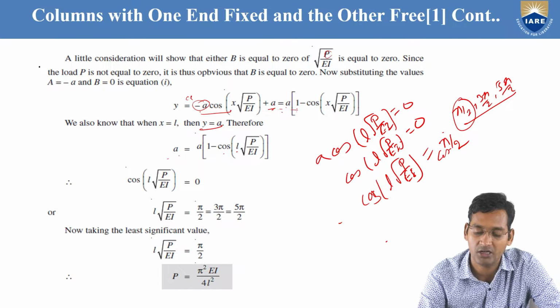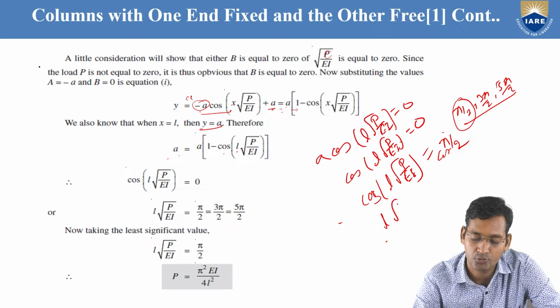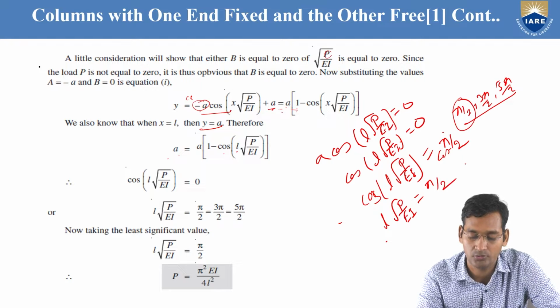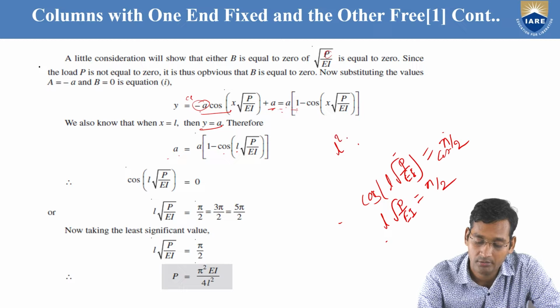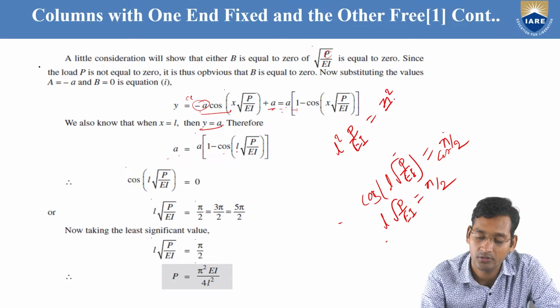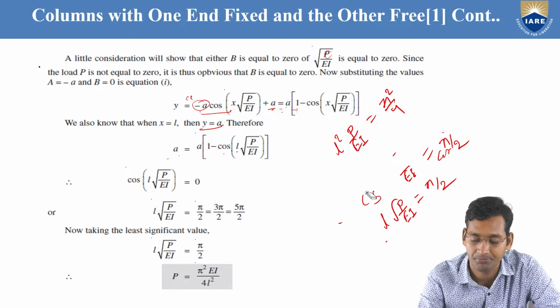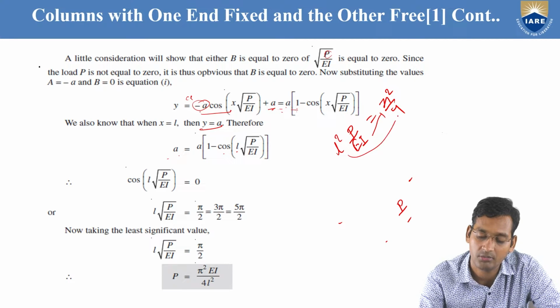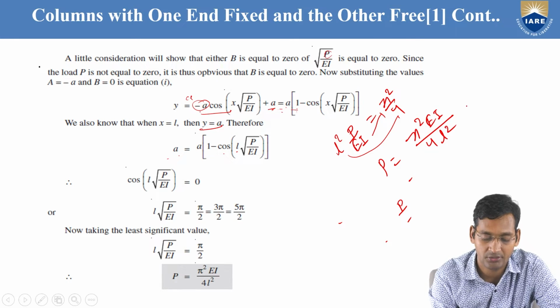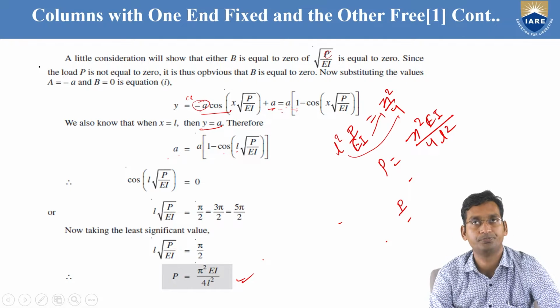So now what we can do? We can remove cos both sides. So L root P by EI is equal to what? Pi by 2. Square both sides. So after squaring both sides, what we will get? L square P by EI equals pi square by 4. What we have to find? P. So now just cross multiply. So this will get multiplied here, and this L square will be here. So P will be equal to what? Pi square EI by 4 L square. So that is here. It's proved.